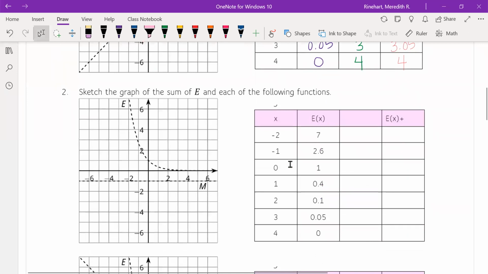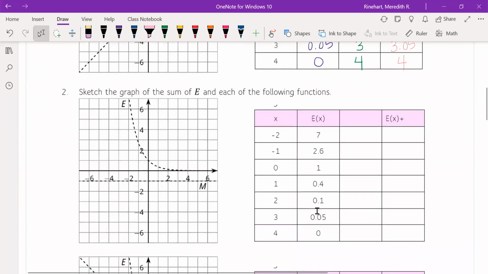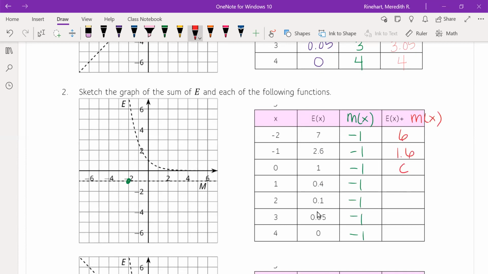Now for everyone in problem number 2, we're going to use e of x. So I just copied our e of x from up above and brought those points down. So now let's focus on filling in m of x for this first problem. So at -2, we are at -1. And then it appears we stay at -1 no matter the value because this is a horizontal line. So when we add these two together, we're going to do 7 and -1, which is 6. 2.6 and -1, 1.6. This is 0.